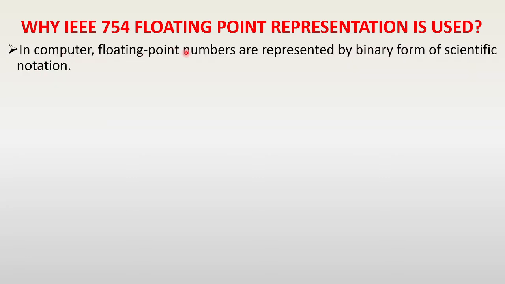In a computer, floating point numbers are represented by the binary form of scientific notation. Inside the computer, everything gets converted to binary, 0 and 1, because the computer doesn't understand any language other than 0 and 1. So floating point numbers inside your computer get converted to binary and are represented in scientific notation like this. So this is the scientific notation for a floating point number.